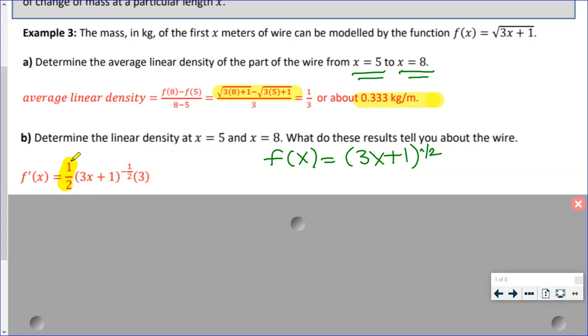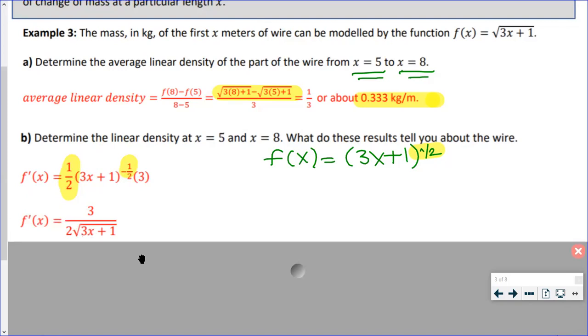I'm going to bring down this 1/2, and I have to remember to subtract 1 from the 1/2 in the numerator. That gives me negative 1/2. Now, I can't stop there according to the chain rule because I also have to take the derivative of the inside of the function. That was taking the derivative of the outside of the function. The derivative of the inside is equal to 3. And once we get there, we can simplify.